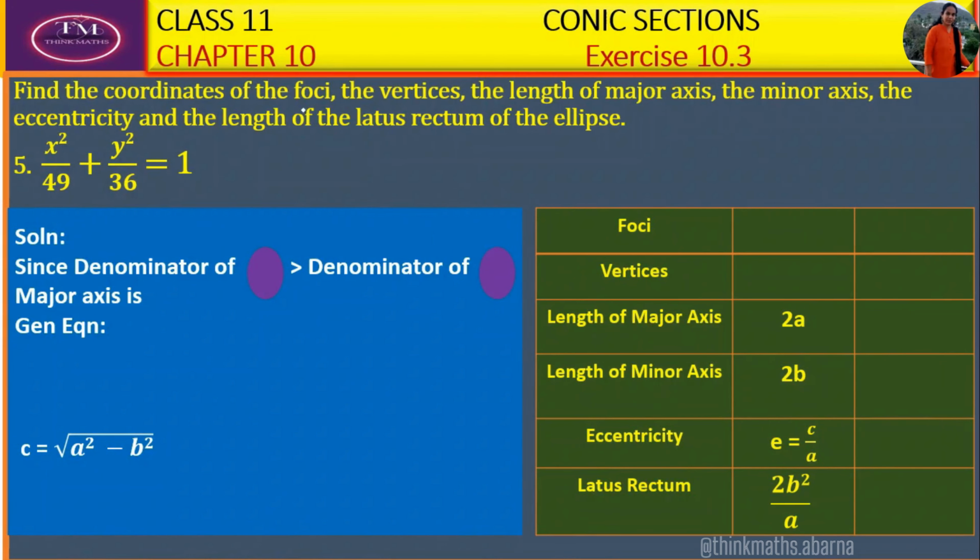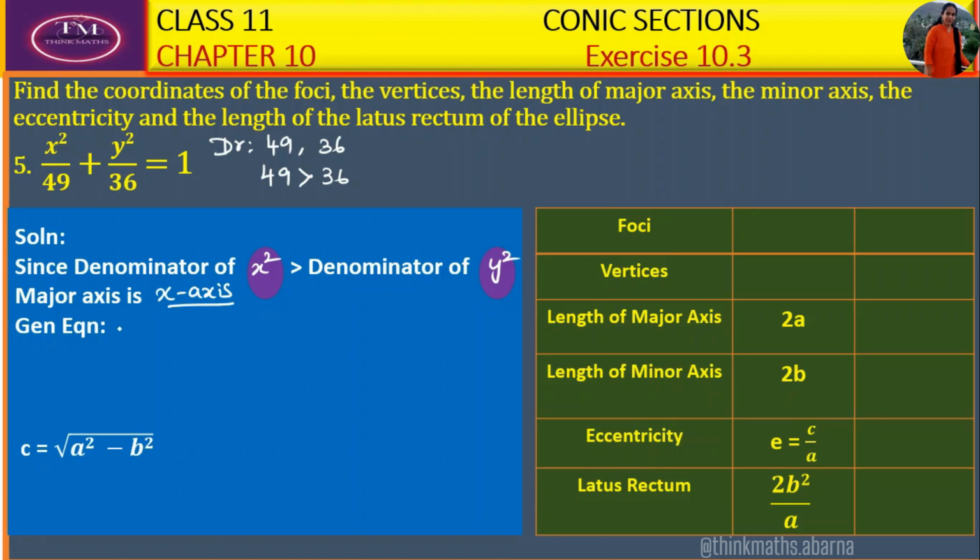So moving on to the fifth question. Find the coordinates of the foci, vertices, major axis, minor axis, eccentricity and length of the latus rectum. The same type. So here the denominators are 49 and 36. Who is greater? 49 is greater than 36. 49 is the denominator of x square. So denominator of x square is greater than denominator of y square. So major axis is x axis.